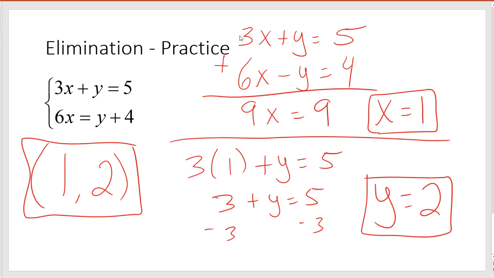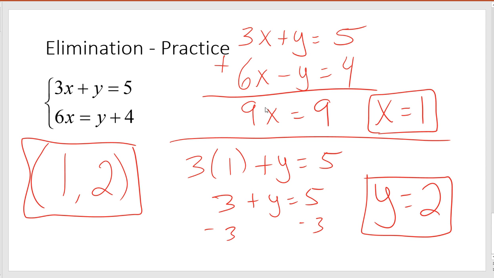I was left with the same top equation, 3x plus y equals 5, but my bottom equation became 6x minus y equals 4. Okay? Remember, the term you're going to isolate, or the term you're going to eliminate, needs to be on the same side of the equation. It just helps you not make a mistake. So I have different signs here, y and negative y, so I can add.